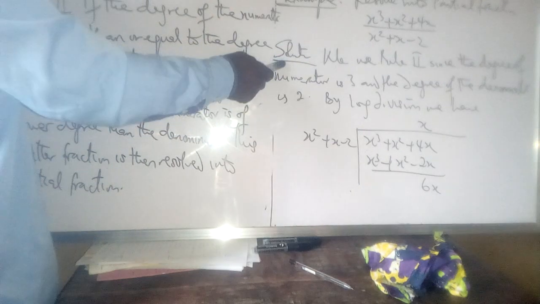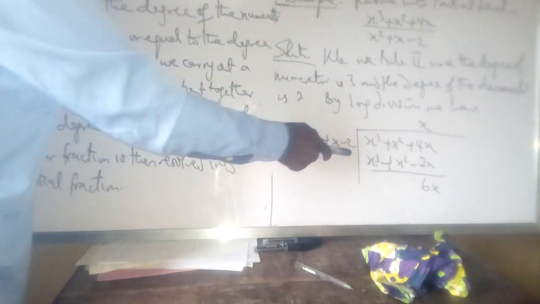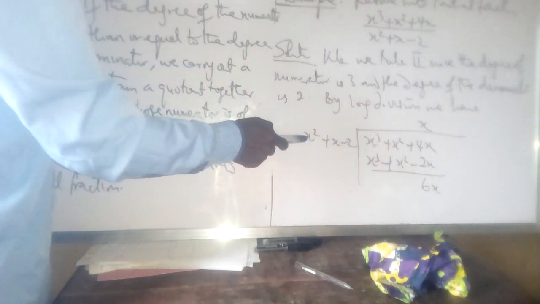Now, example: resolve into partial fractions (x cubed plus x squared plus 4x) all over (x squared plus x minus 2). The solution is we use Rule 2. Why? Because the degree of the numerator is 3, which is greater than the degree of the denominator, which is 2. So by long division, we divide x cubed plus x squared plus 4x by x squared plus x minus 2. Taking x cubed and dividing by x squared, we will have x.